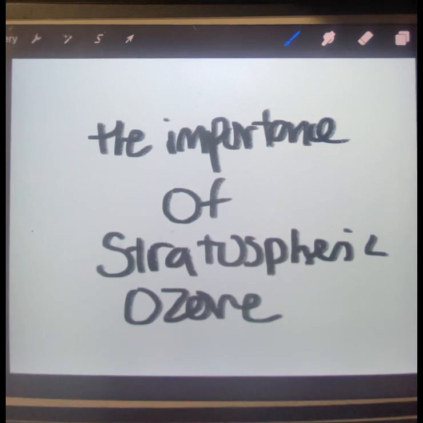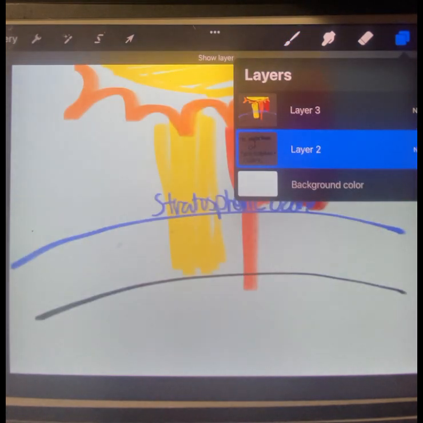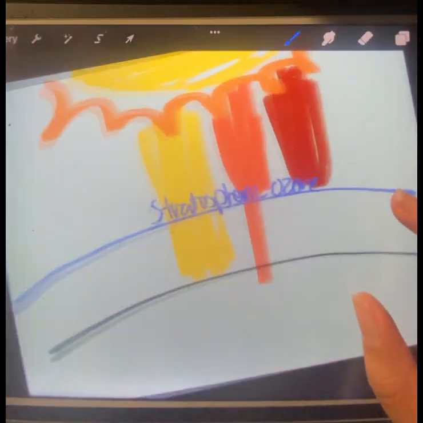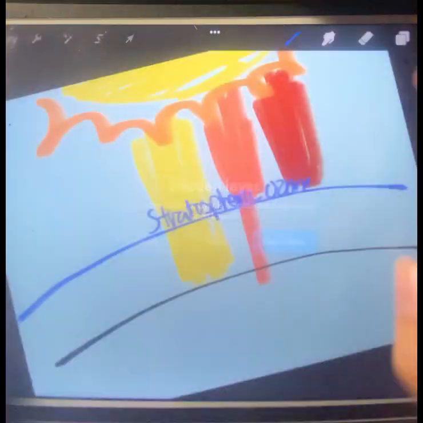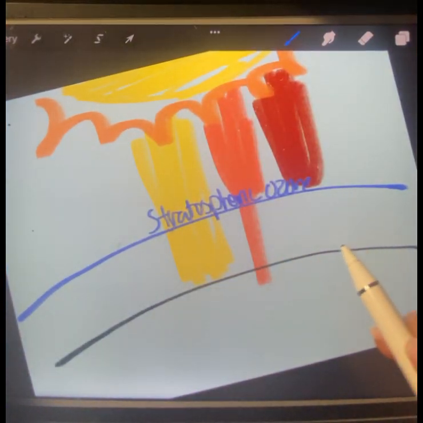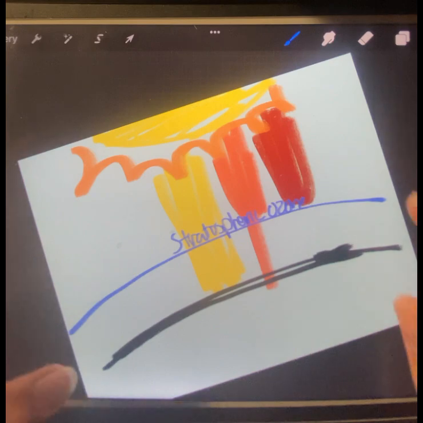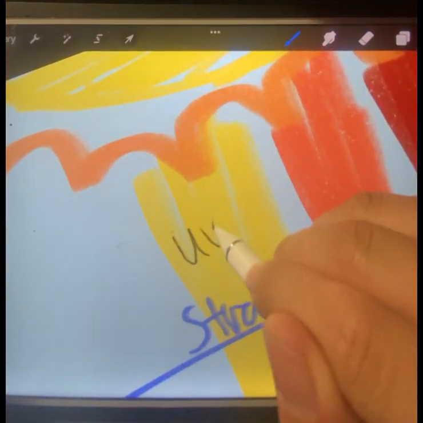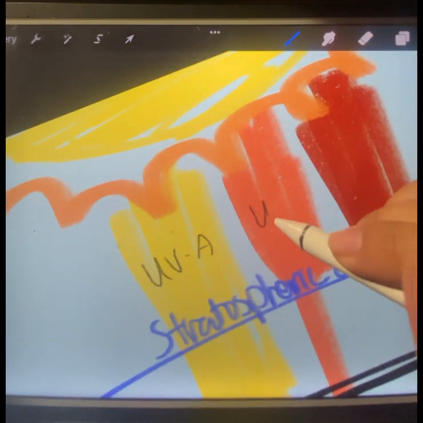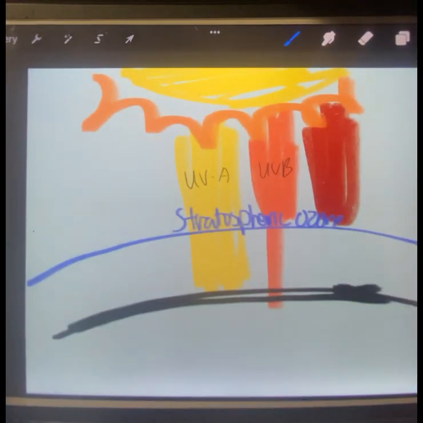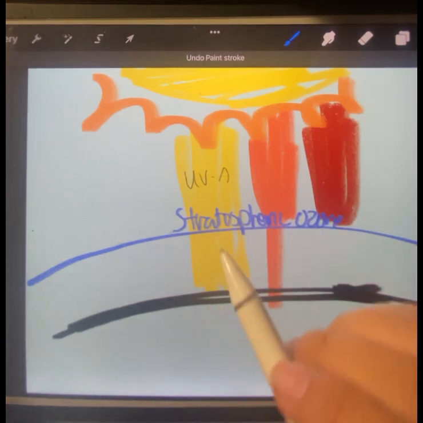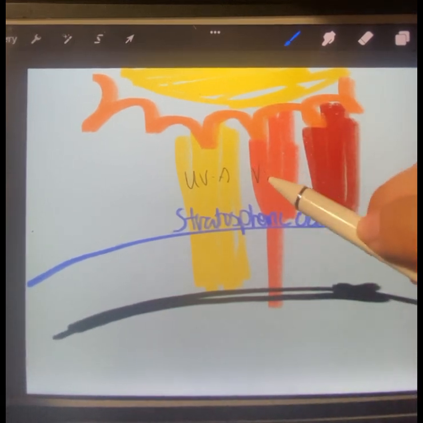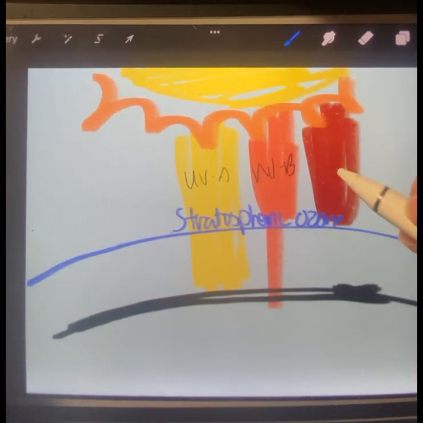This is the importance of stratospheric ozone. First of all, through this diagram, you can see that stratospheric ozone protects us. We live down here. It blocks out some UVA, most UVB, and all of UVC.